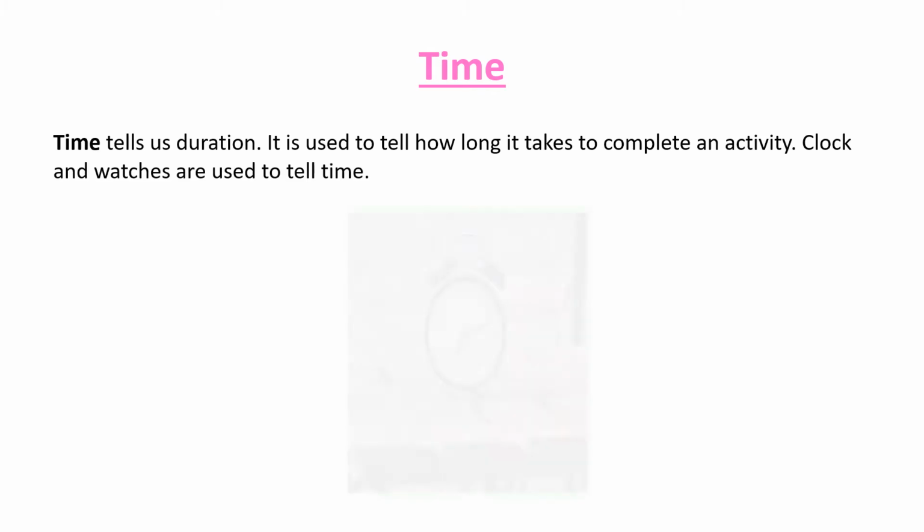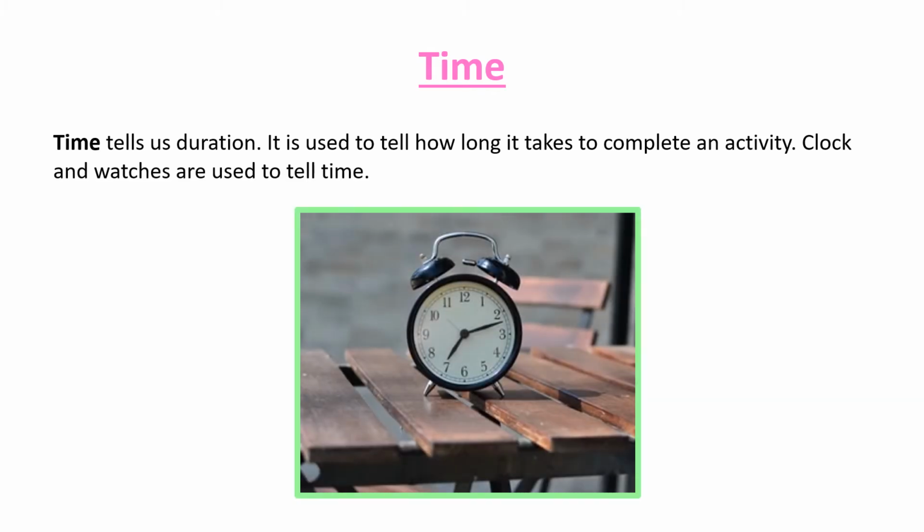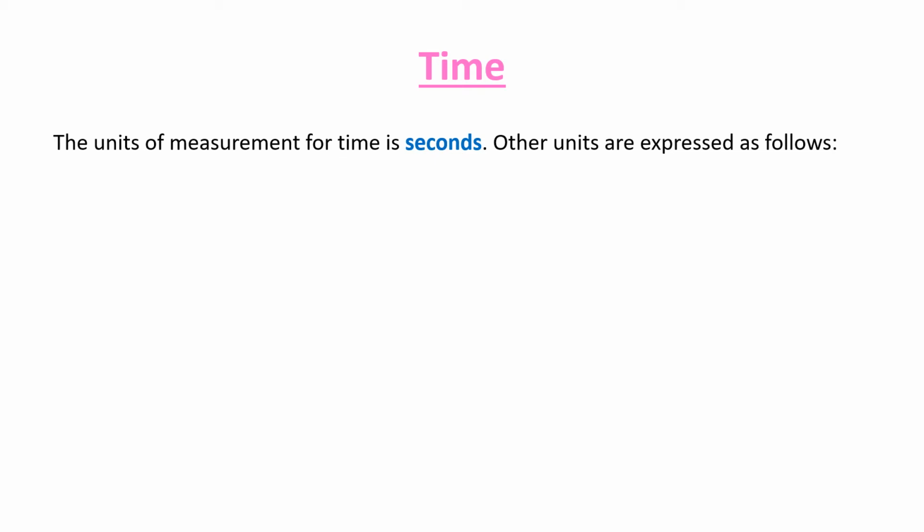Time. Time tells us duration. It is used to tell how long it takes to complete an activity. Clocks and watches are used to tell time. The unit of measurement for time is seconds. Other units are expressed as follows.